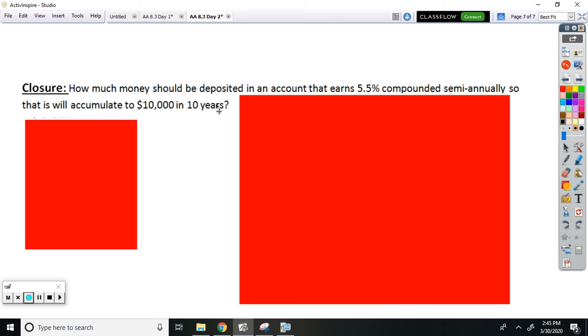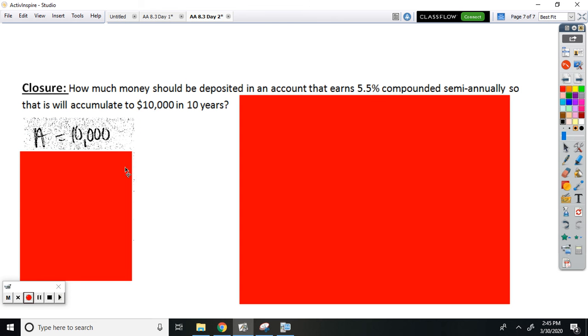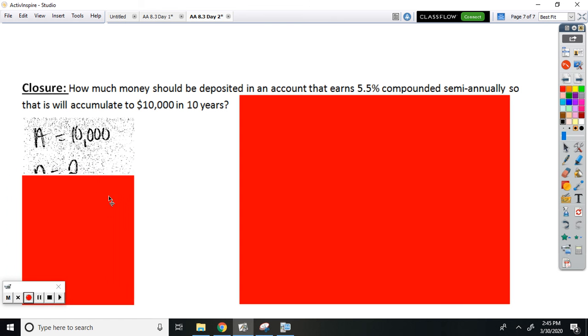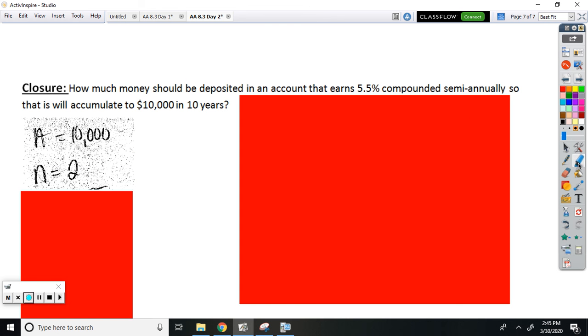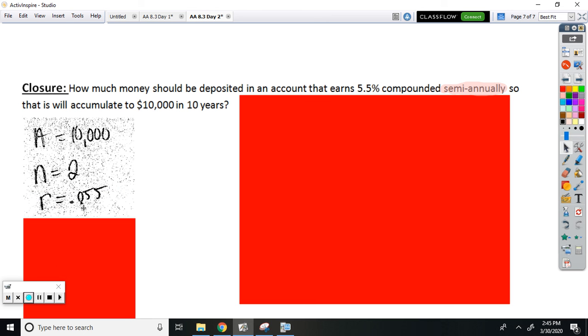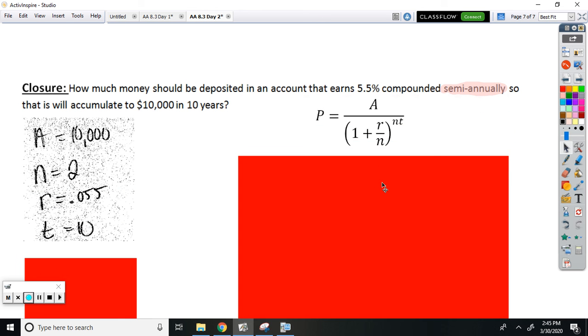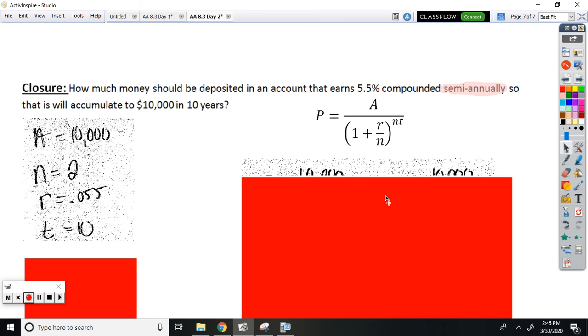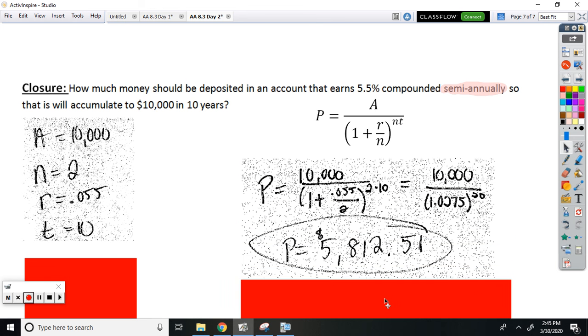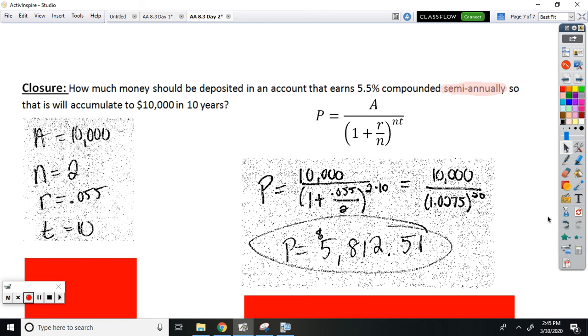All right, so going over the closure, we can see that our interest rate is 5.5%. Our A value is 10,000. We're looking to do this semi-annually. Semi-annually is twice a year, and N is 2. R is 0.055, and T is 10. Since we're looking for what P is, we're using that new formula again. And plugging in our values, we should get $5,812.51.